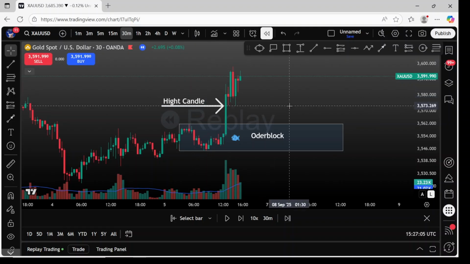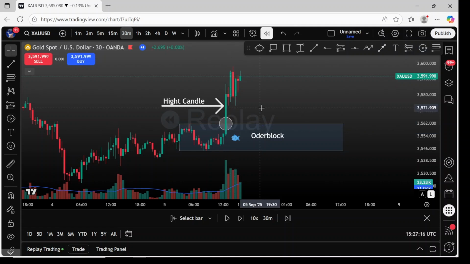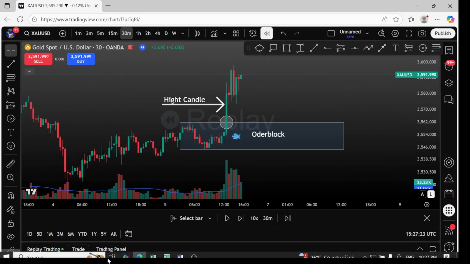Two, reversal order block. This marks the beginning of a new trend, a market top or bottom. These offer huge potential reward, but they are riskier since you're betting against the previous trend. Knowing which type of OB you're trading helps you set realistic expectations and manage risk accordingly.